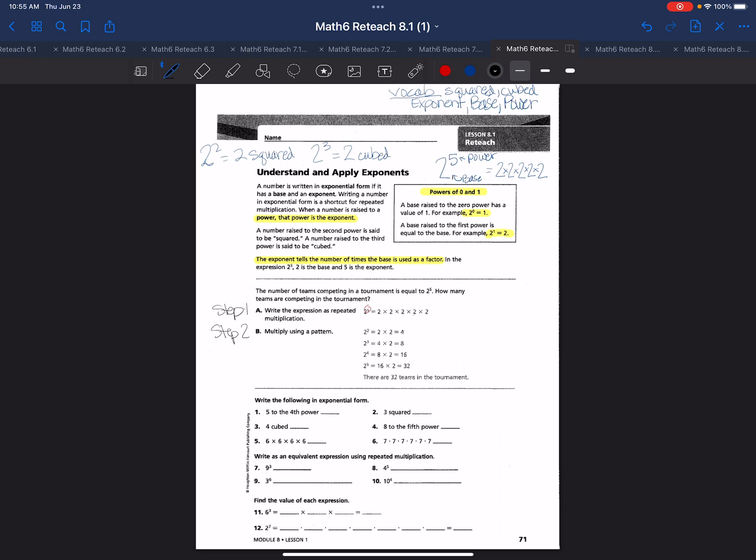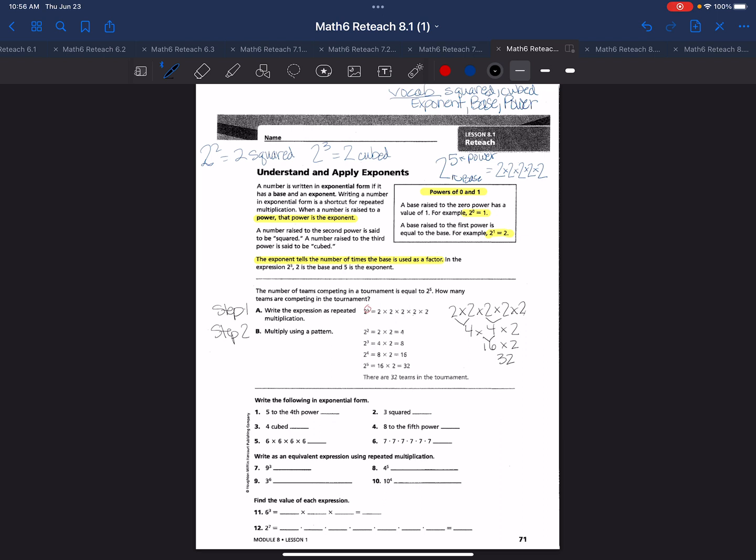Then step 2 is we need to multiply using a pattern. So I know that 2 to the second power is 2 times 2 equals 4. 2 to the third power is 4 times 2 is 8, and so on. The other thing that I do when I have exponents is I write them all out and then I multiply 2 of them together. So 2 times 2 is 4. 2 times 2 is 4, and then I have a 2 left over. And then I just keep doing that. 4 times 4 is 16 times 2, so my answer is 32. So there are 32 teams in the tournament.